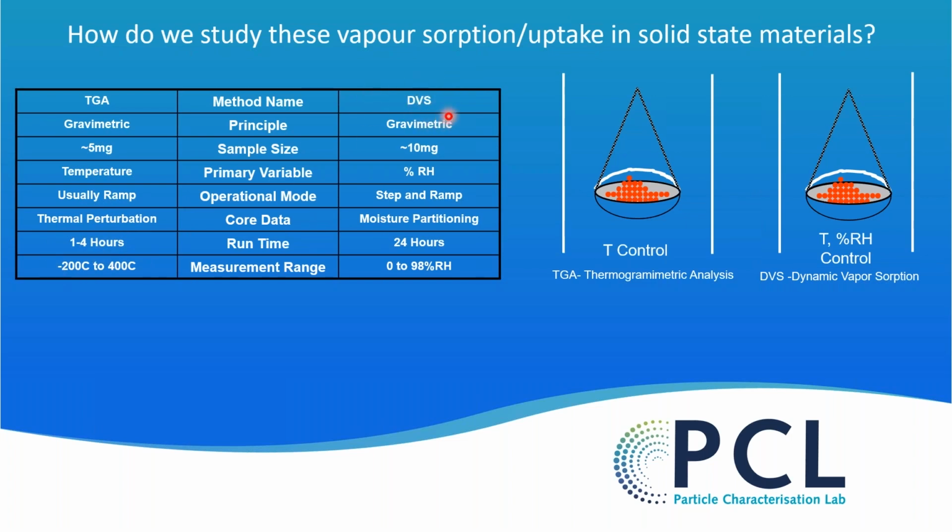For DVS, it's gravimetric, about the same sample size, 10 milligrams. We normally have humidity as a variable, i.e. they're done isothermally. We can step or ramp the humidity. We're looking at the moisture partitioning, okay, how much water dissolves in the material. Typically 24 hours to an experiment, sometimes a bit longer, typically 0 to 98%. Just to help you get a comparison between those two different related techniques. Both use mass change to understand material behavior.